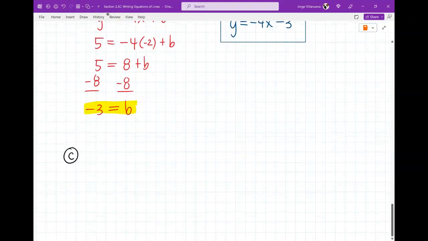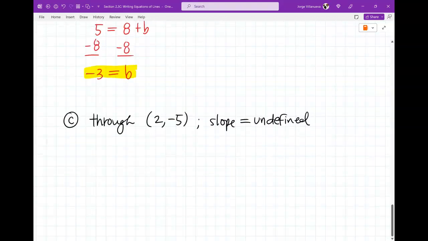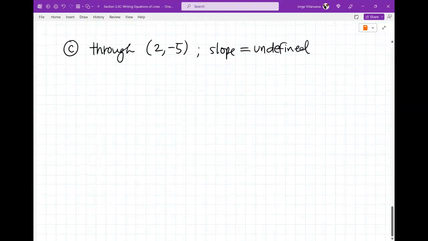What if I gave you, and I'm not doing this one from the homework, okay? But what if it says through 2 comma, let's say negative 5, and then it says slope is undefined. Think about that. Slope is undefined. Straight line how? Is it horizontal or is it vertical? Which one of the two? It's vertical, right? It's a vertical line.